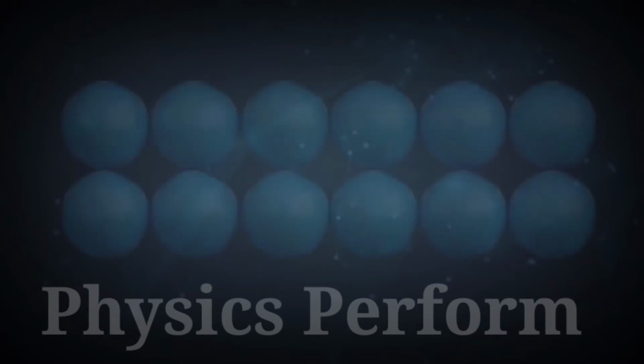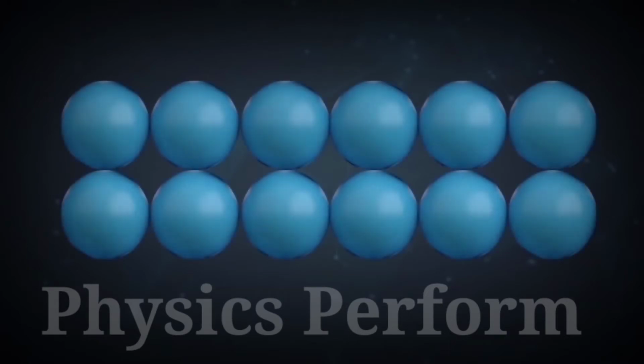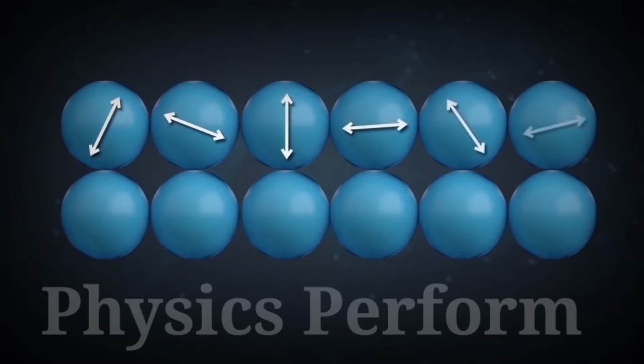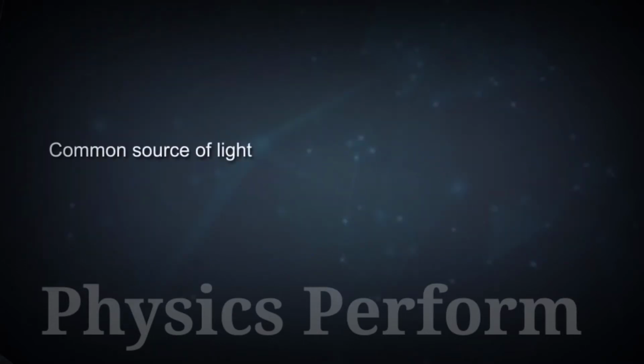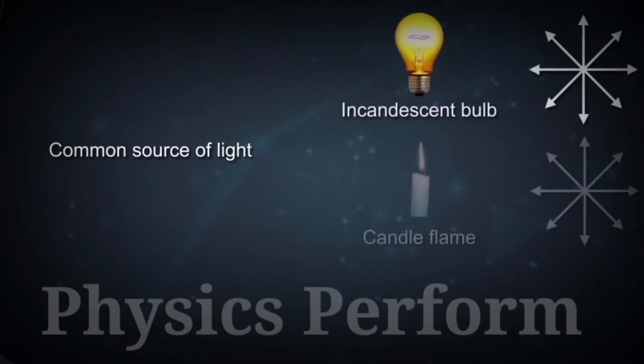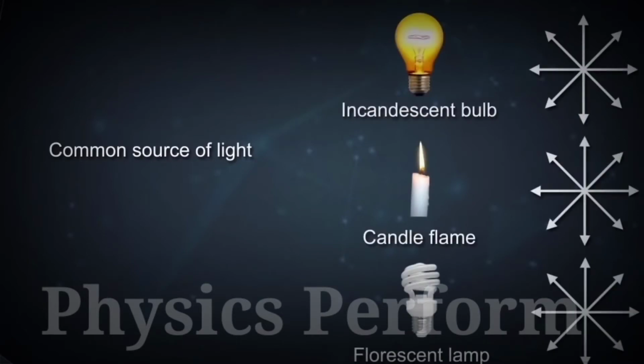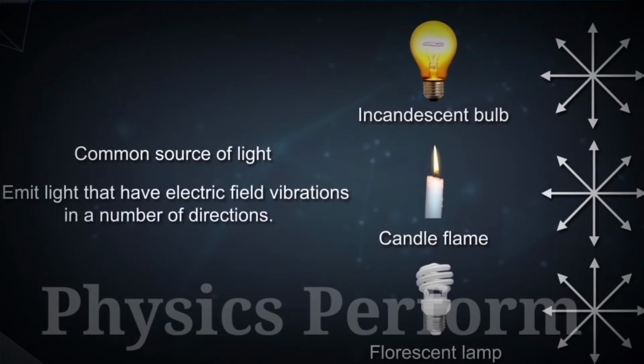We know that electromagnetic waves are produced by excited atoms. A particular atom may produce electric field vibrations in this direction. Its neighbor may produce vibrations in this direction. Similarly, different atoms of a material can produce vibrations in a variety of directions. Due to this, a common source of light like an incandescent bulb, candle flame, fluorescent lamp, etc. emit light that have electric field vibrations in a number of directions.